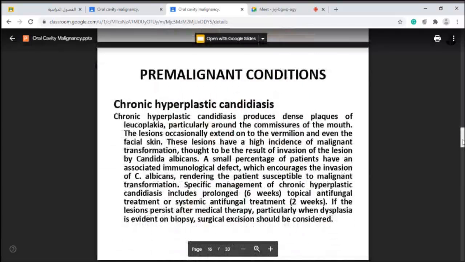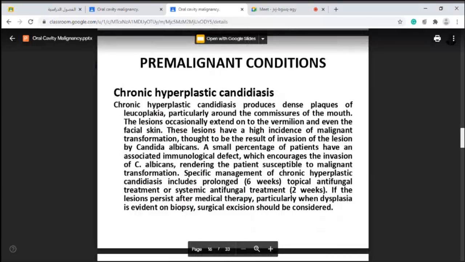We will discuss some of the pre-malignant conditions. We start with chronic hyperplastic candidiasis. You know, candidiasis is due to Candida albicans. Chronic hyperplastic candidiasis produces dense plaques of leukoplakia, particularly around the commissures of the mouth. The lesions occasionally extend onto the vermilion and even the facial skin. These lesions have a high incidence of malignant transformation, thought to be a result of invasion of the lesion by Candida albicans. A small percentage of patients have an associated immunological defect.